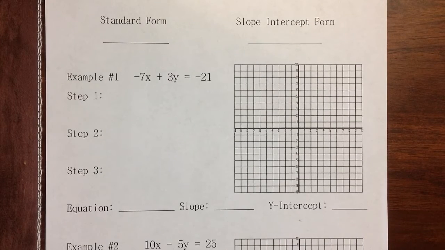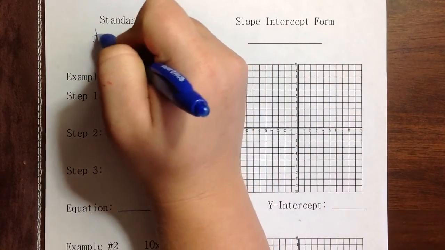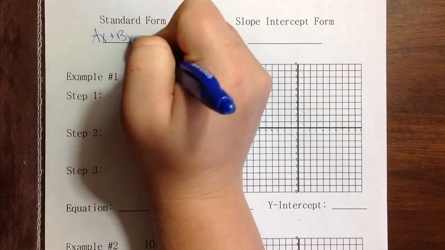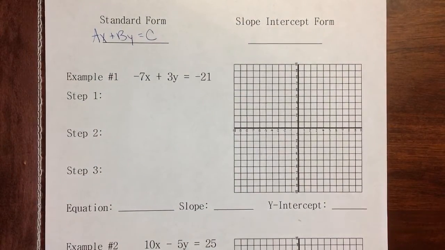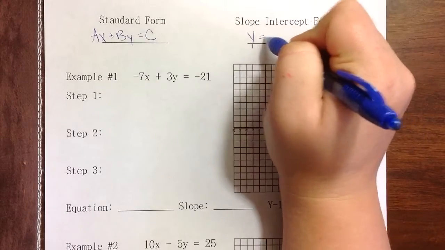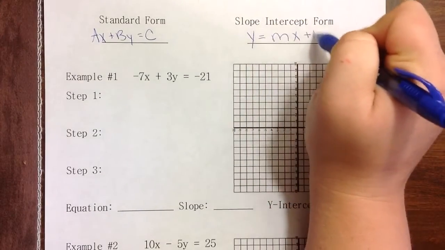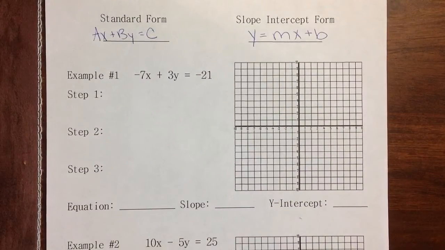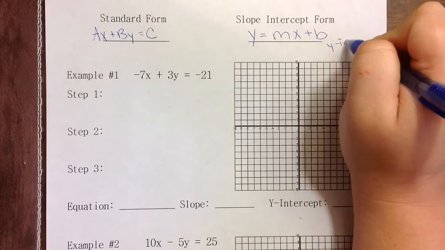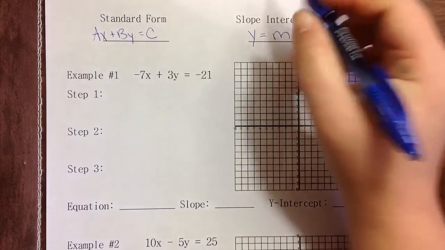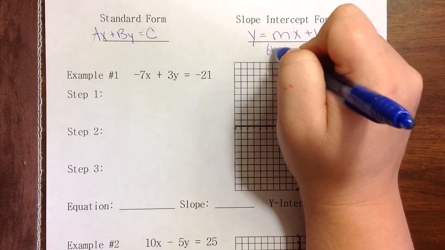The first thing you're going to have to actually know is the difference between standard form and slope-intercept form. Standard form is ax plus by equals c, which you can graph a line with. Slope-intercept is y equals mx plus b. Now, for most of us, we understand that b is going to be our y-intercept. m is going to be our slope.